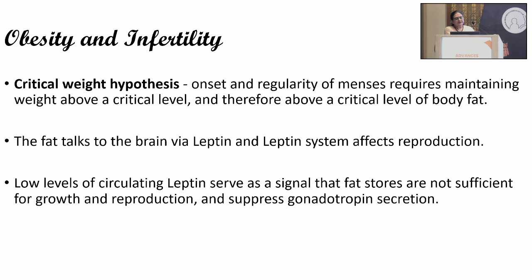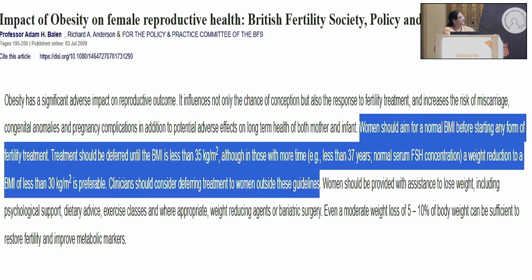And there's something called the critical weight hypothesis which you are aware of. You need at least 17% of body fat for a young pubertal girl to achieve menarche. Now how does the brain recognize that this 17% of fat is there? It is through leptin. So fat talks to the brain via leptin, and once leptin is defective, the whole thing will not function. You have amenorrhea and other things. So low levels of leptin serve as a signal that fat stores are insufficient for growth and reproduction, so gonadotropin secretion will reduce.